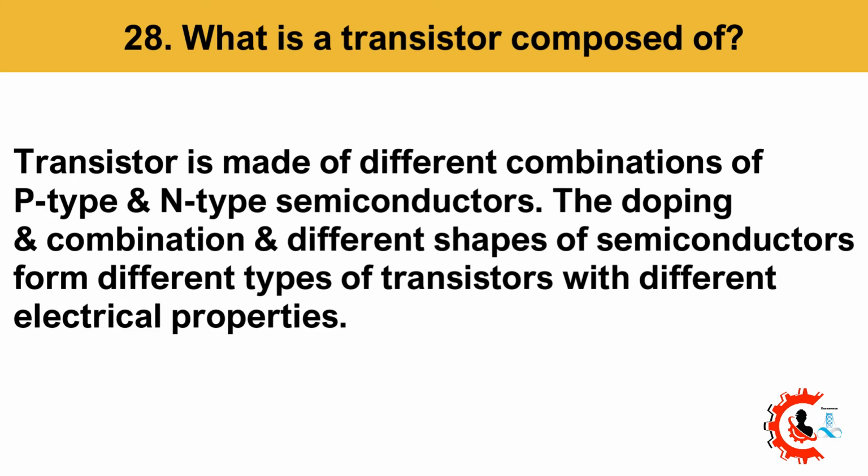28. What is a transistor composed of? Transistor is made of different combinations of P-type and N-type semiconductors. The doping in combination and different shapes of semiconductors form different types of transistors with different electrical properties.